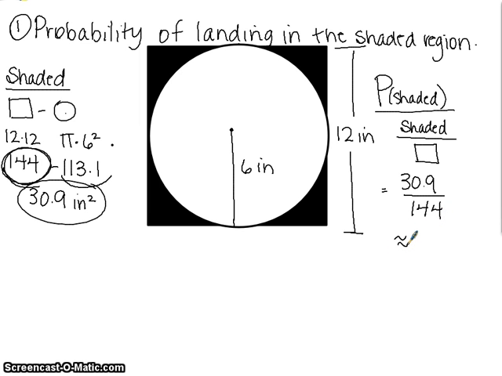So when we divide those, 30.9 divided by 144 is about 0.21. And I believe that your book leaves it like that, so it's about a 21% chance. But I believe your book leaves it as a decimal rather than putting it into a percent. Okay, so that's how you figure out geometric probability. So, I mean, you already know most of it, but now it's just kind of taking it that step further and dividing it by the total.